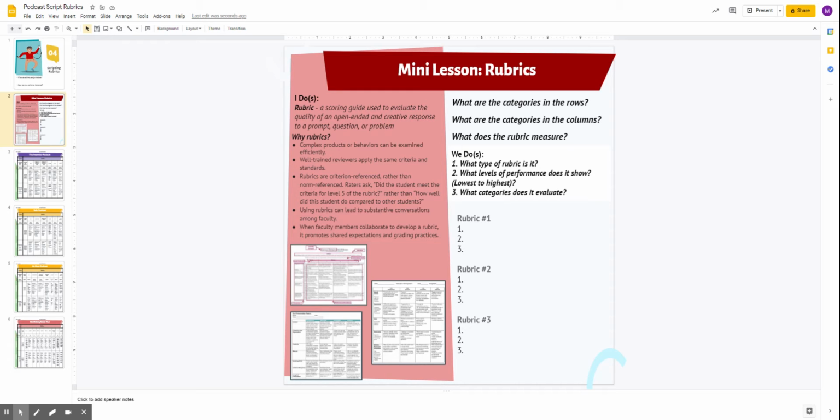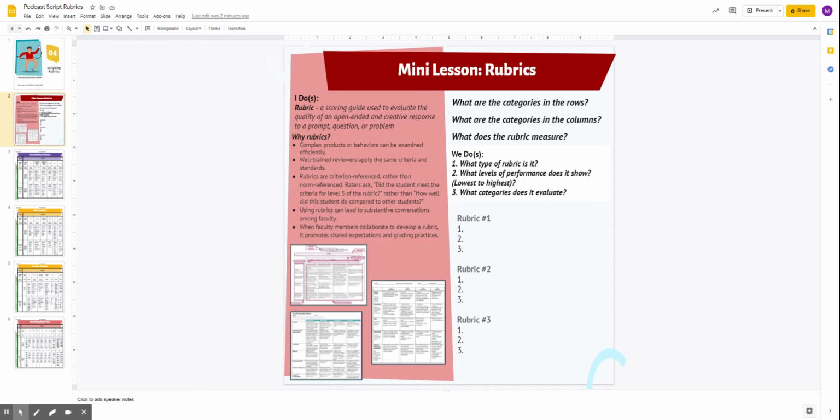Well, a rubric can do many things. It can help us identify and evaluate complex products, behaviors. We can see what reviewers say about certain criteria and standards. They're norm referenced, which means anybody who uses it is thinking about something in the same way. So did the student meet the criteria for level 5 of the rubric? When you look at the rubric, everybody's asking and knows what level 5 is, and they can evaluate in a like mind.